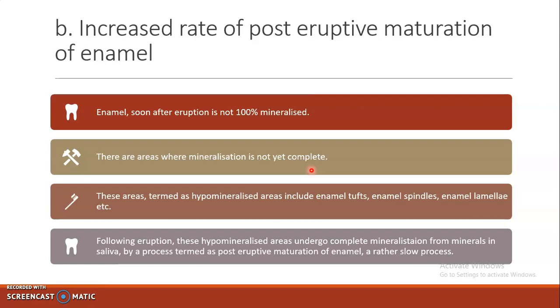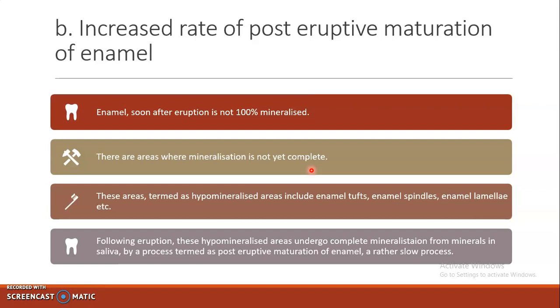The examples of hypomineralized areas, as you all know, include your enamel tufts, enamel spindles, and enamel lamellae. These are all areas which are hypomineralized, meaning they have not yet undergone complete mineralization. So what happens is, after the tooth erupts into the oral cavity, over a period of a few months, with the minerals from the saliva, these hypomineralized areas undergo complete mineralization, and this process is called post-eruptive maturation.